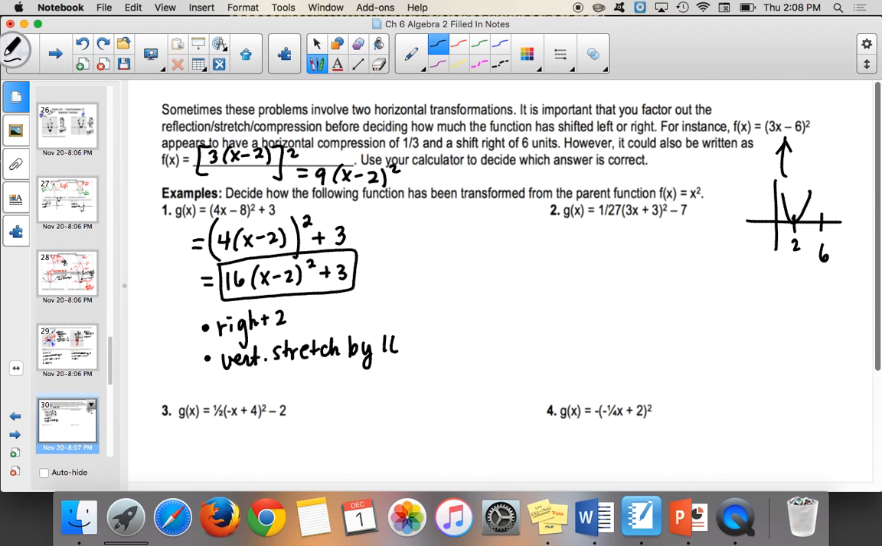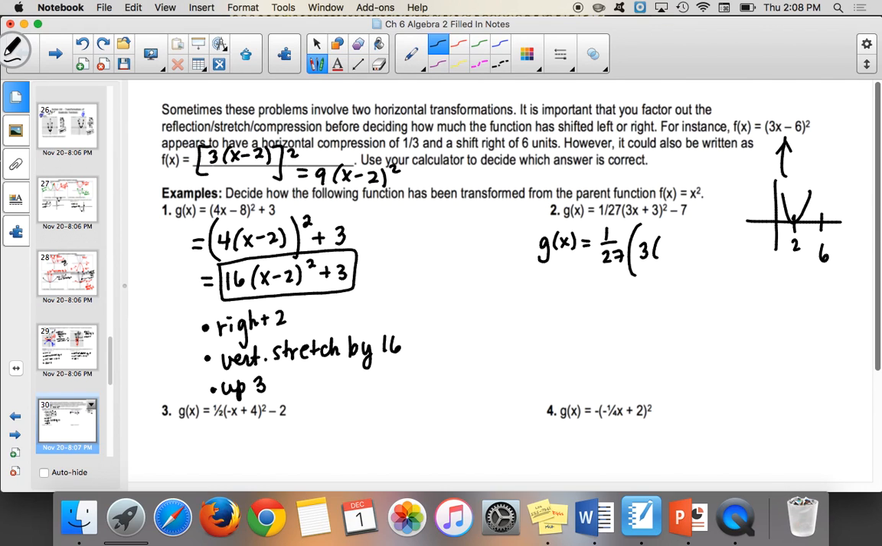Yep. Up 3. Yep. Exactly. All right. So if it was a compression, would 16 be on the bottom? It would be like 1/16, yeah. Okay. All right, so this next one. So same idea, we can pull out the 3.